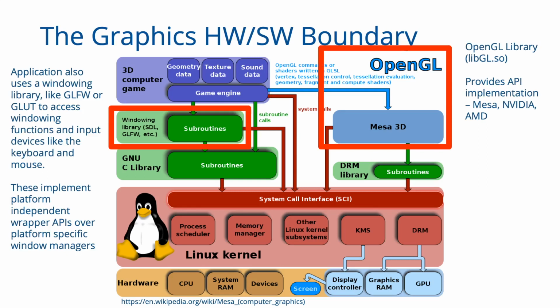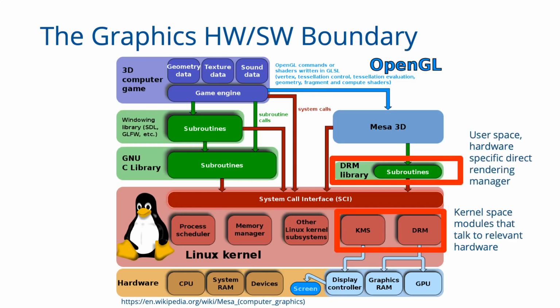So here in this particular diagram, the implementation of OpenGL is called MESA 3D, which is the open source implementation. This is present in Linux by default. However, if you install your NVIDIA or AMD drivers, you will have a proprietary implementation of OpenGL.